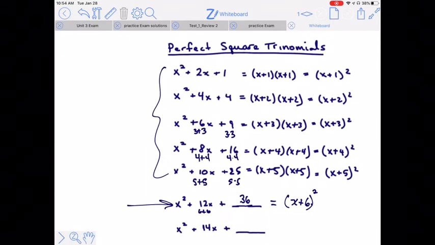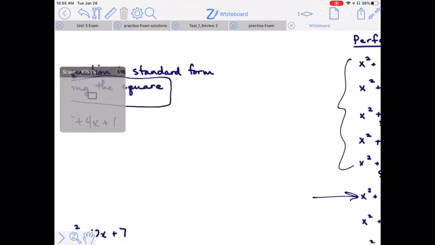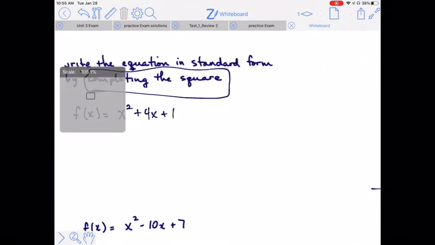So this one here, x squared plus 14x plus something, we need to complete the square now to form a perfect square trinomial. So if we recognize this 14 as 7 plus 7, then 7 multiplied by 7 is 49. And then that allows this to factor into x plus 7 times x plus 7, or x plus 7 squared. So that's the technique that's used in this idea of writing a quadratic equation in standard form when given general form. It's called completing the square.